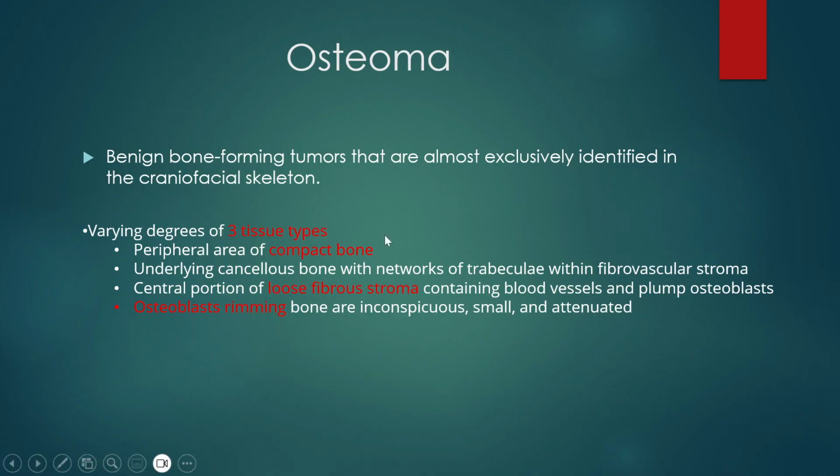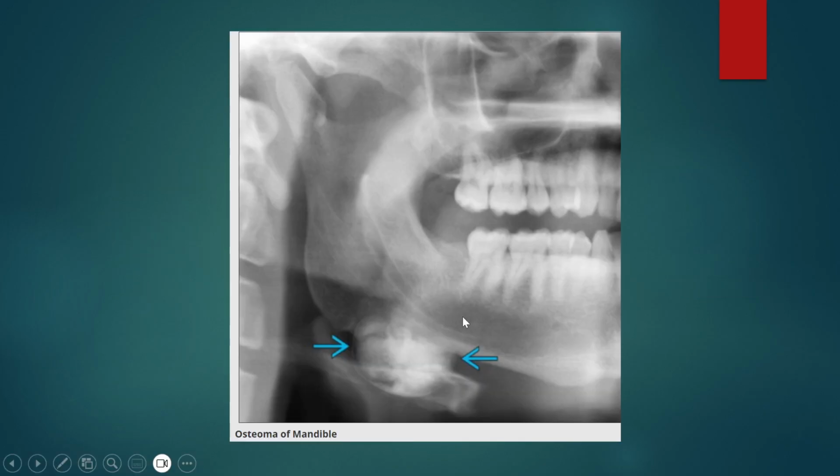So osteoma, just like normal mature bone, there are 3 tissue types inside this entity. In the peripheral area, we will find compact mature bone, and then underlying this bone, we will find fibrovascular stroma. But just bear in mind, you cannot find a hypercellular area in the stroma. All the stroma is loose fibrous stroma. And then of course we can see fibroblasts rimming the bone. So basically we just see some bone formation in the soft tissue part.